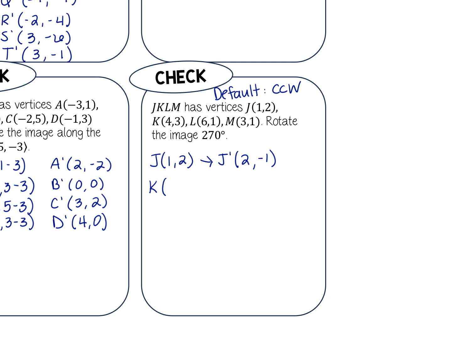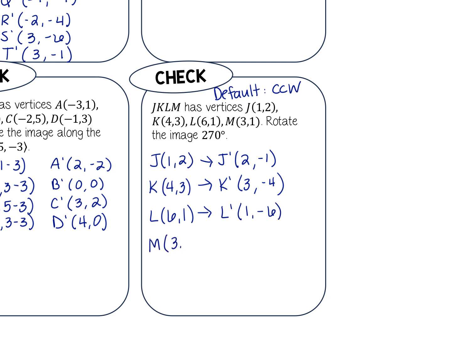All right, K, 4, 3. So K prime is 3, -4. L is 6, 1. So L prime is 1, -6. And M is 3, 1. So M prime is 1, -3.